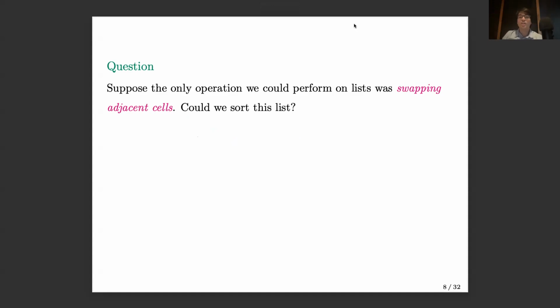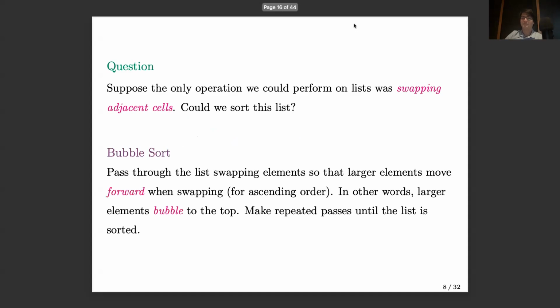Suppose the only operation we could perform was swapping two adjacent cells. Could we sort a list? Yes. Pass through the list. You look at all pairs of your list, and you ask if those two things are ordered. And if they're not ordered, you swap them. And you just keep going through your list again and again until it's ordered.